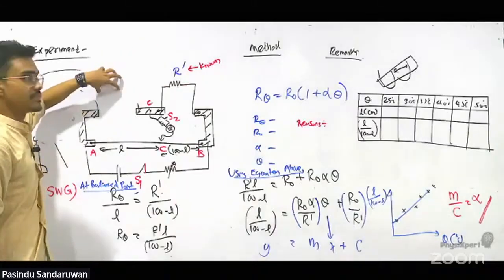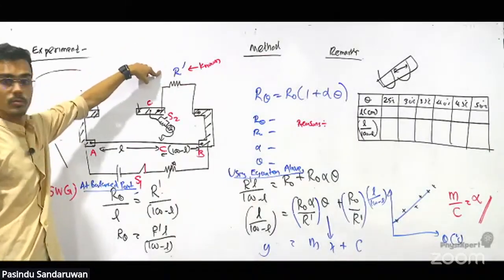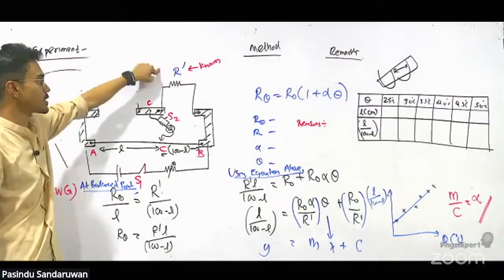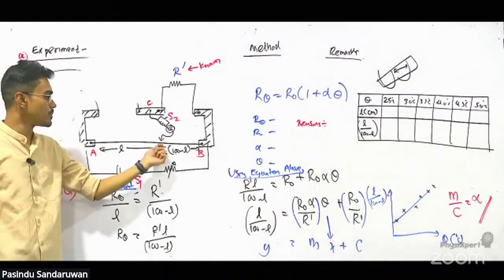Otherwise, if this value is too small compared to this, right? This is a common defect we have in a meter bridge. If this value is too small compared to this, your balance point is going to be biased somewhere here.